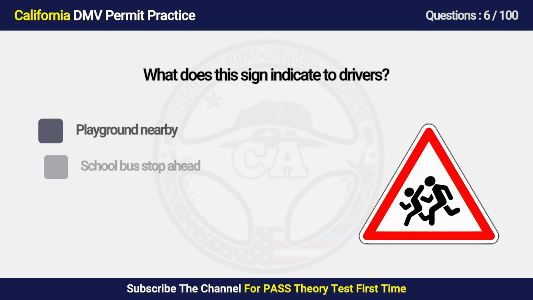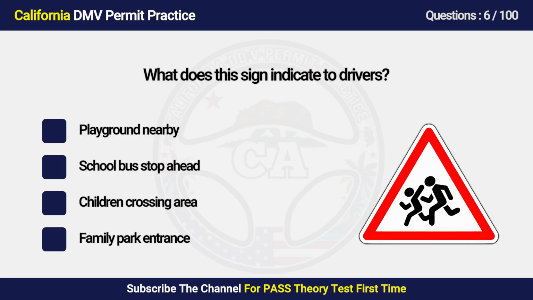Question 6. What does this sign indicate to drivers? A. Playground nearby. B. School bus stop ahead. C. Children crossing area. D. Family park entrance.